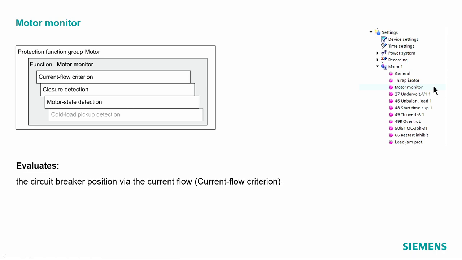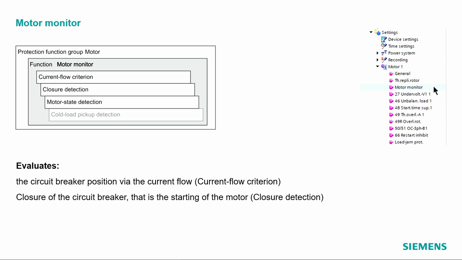This motor monitor evaluates if the circuit breaker is open or not, so if the motor is switched off or not, via a current flow criterion. It detects the closure of the circuit breaker, which is when the motor is starting, basically. And it gives us information about the motor states: is it at standstill, is it just starting, or is the motor running? Good, and all that is part of the motor monitor here.